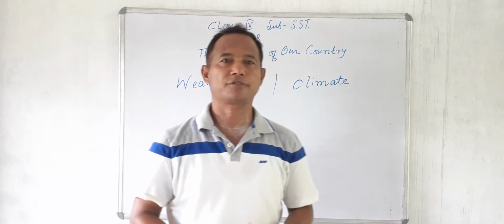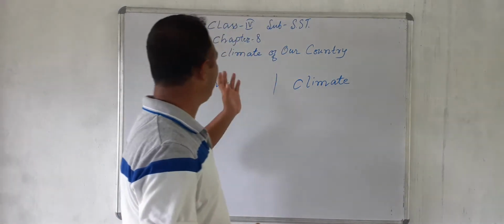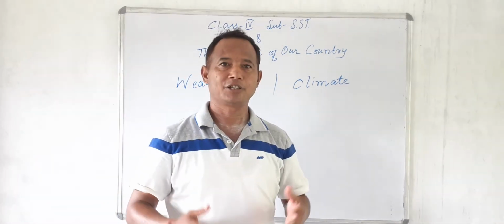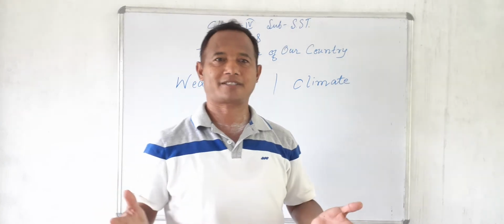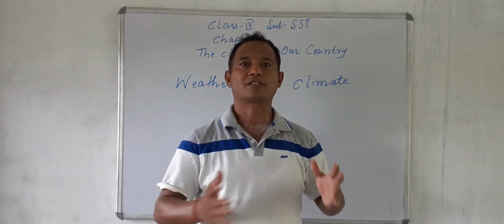Today we are going to discuss SST subjects chapter 8. The name of the chapter is Climate of our country. You see, India is a very vast country. The land of India is divided into different forms.